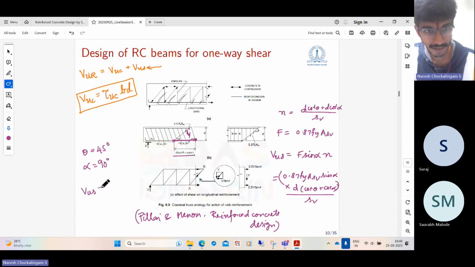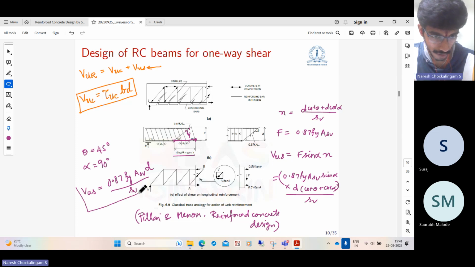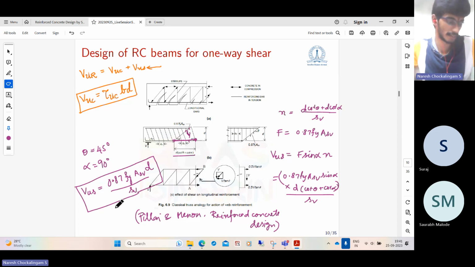So Vus, the shear resistance coming from the steel, is 0.87 Fy Asv. So sine alpha is what? Sine alpha is 1, cot theta is 1 and cot alpha is 0. So we get 0.87 Fy Asv d by sv. So this is the shear resistance coming from steel, reinforcing steel, shear reinforcement. So that's all it is.